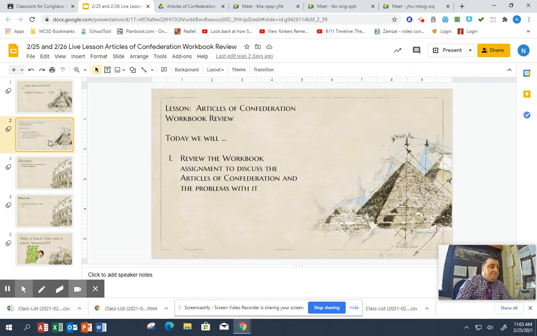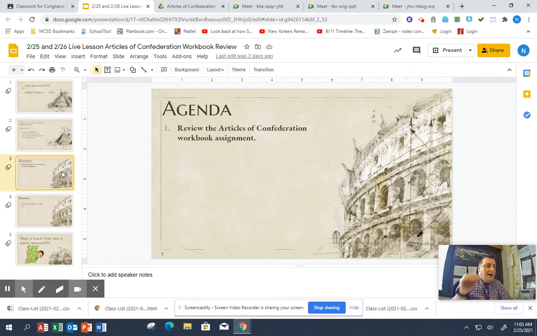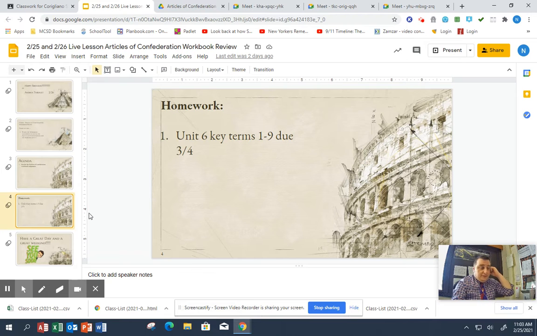So the plan for today is to review the workbook assignment to discuss the Articles of Confederation and the problems with it. Like I said, we're going to go over the Articles of Confederation assignment. The Unit 6 key terms 1 through 9 are going to be due Thursday, March 4th. You were assigned that yesterday, so please make sure you get that done so that you aren't losing out on the credit.